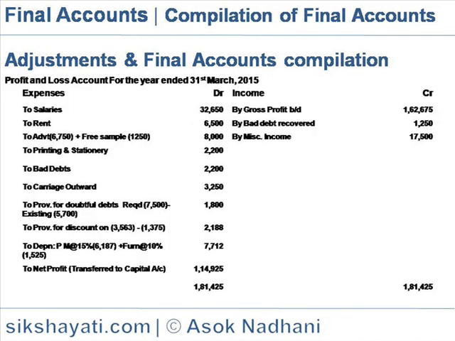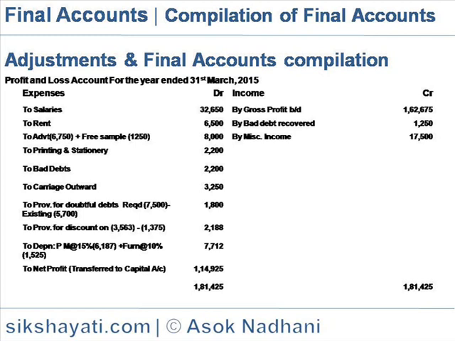Now we compile the profit and loss account from the figures given. On the credit side is gross profit transferred from the trading account, 1,62,675, and bad debts recovered, which was previously treated as bad debts written off, now recovered, so it's income for the current year. So 1,250 is credited, and miscellaneous income, 17,500, computed from the difference in the trial balance, is also credited.